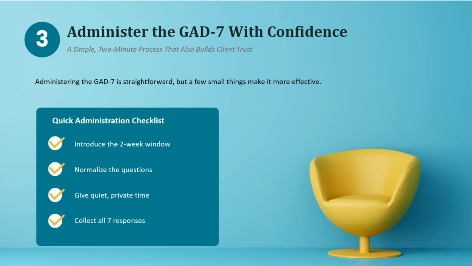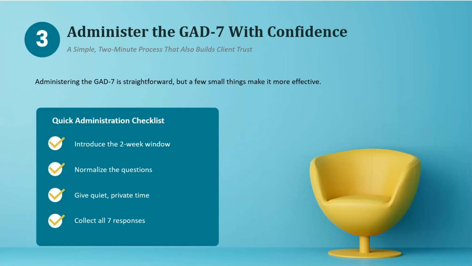Step 3 is about actually giving the GAD-7 in a way that gets you honest, reliable answers. A few small things matter here. Tell your client you're only asking about the last 2 weeks, not their whole life story. That framing alone helps reduce a lot of anxiety about the assessment itself. Reassure them that there's no right or wrong answer.